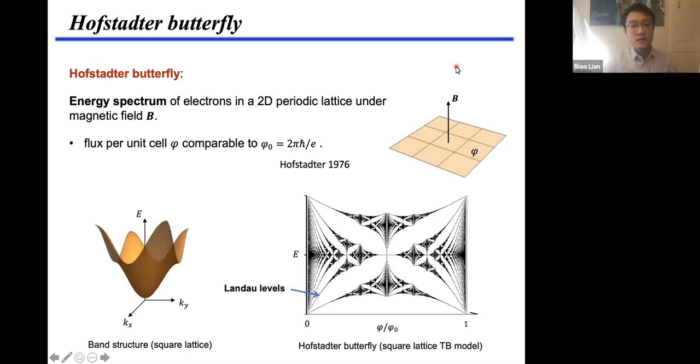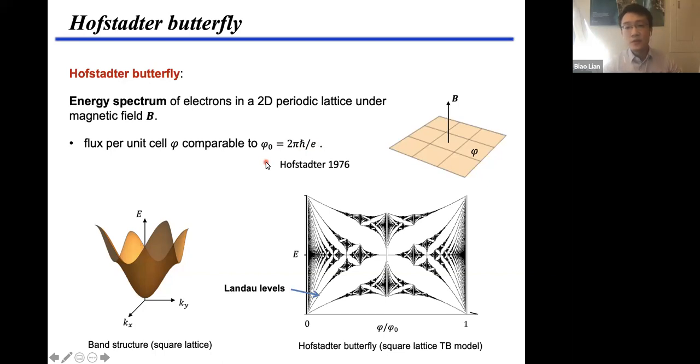Okay. So I assume most of you are familiar with the concept of Hofstadter butterfly. It's basically the energy spectrum of electrons in a two-dimensional periodic lattice under magnetic field B. In general, to see the Hofstadter butterfly requires the magnetic field B to be actually very strong, so that the flux per unit cell is comparable to the flux quanta, h bar over e divided by 2 pi, which I'll just call 2 pi later.